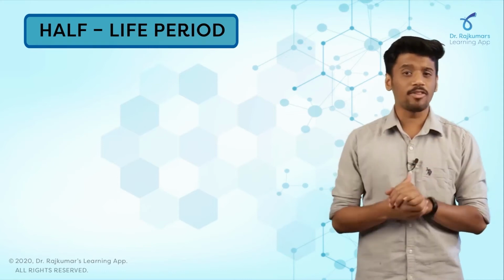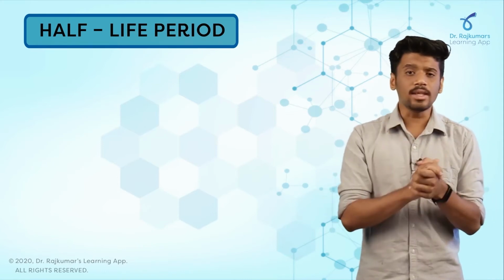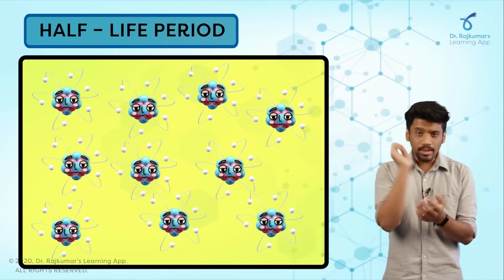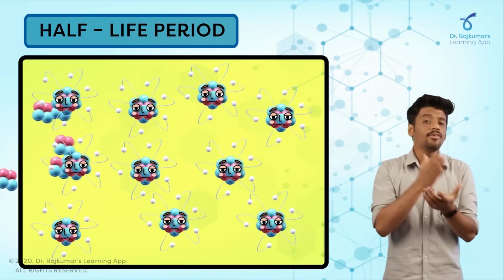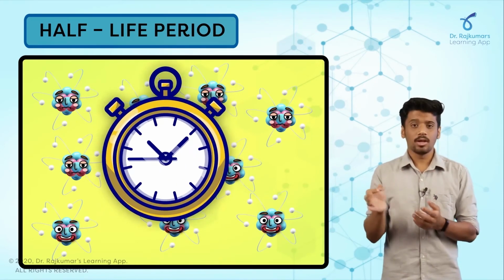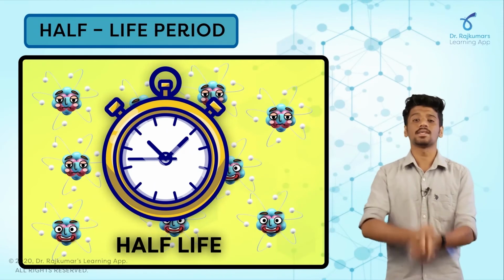Now what is this half-life period? Now to understand this, let us take a sample or a source of a radioactive element. So in this radioactive element, when half of its unstable nuclei gets decayed and that time is measured, this particular time is known as half-life.